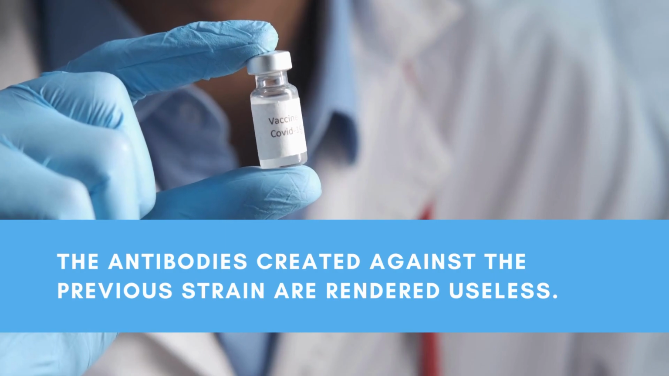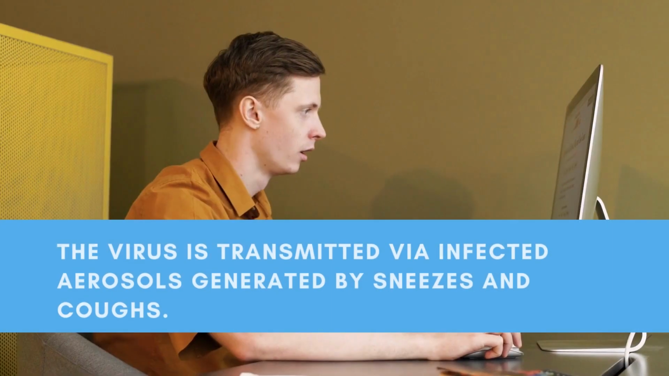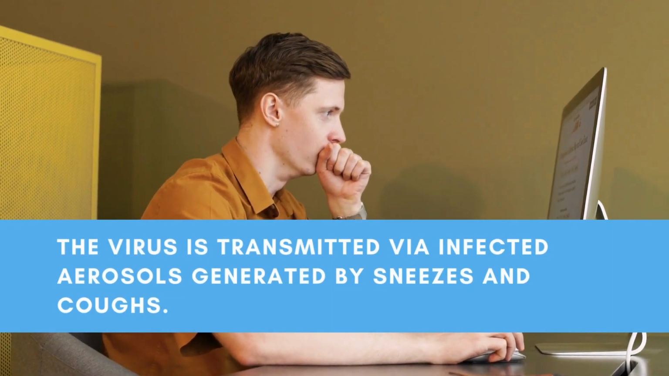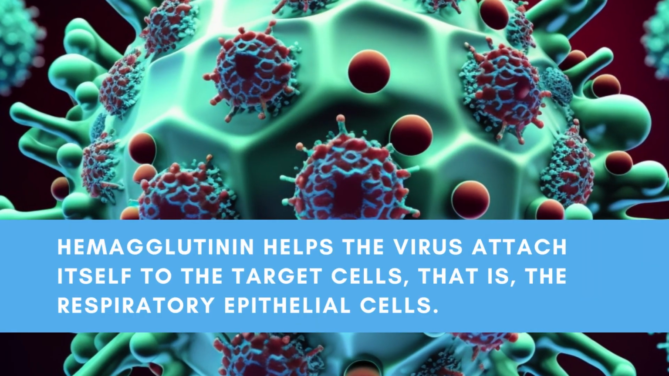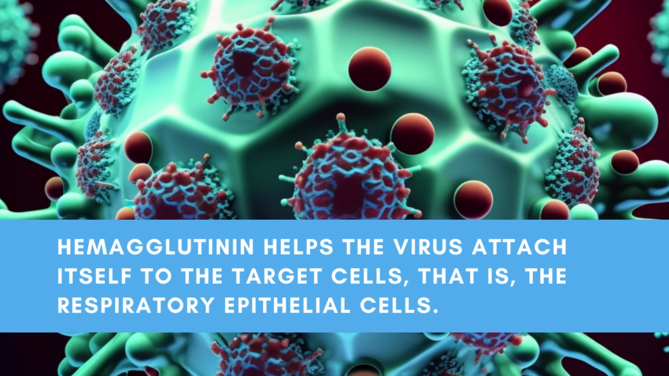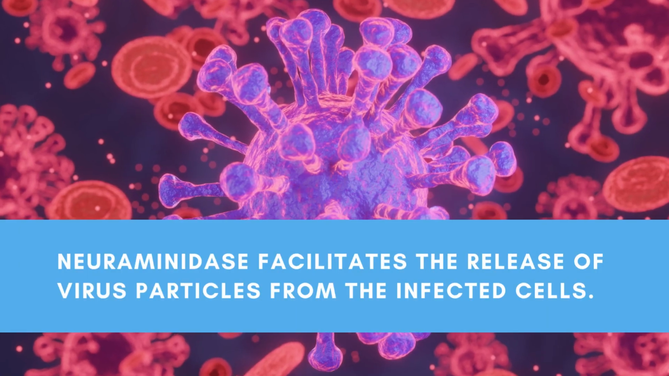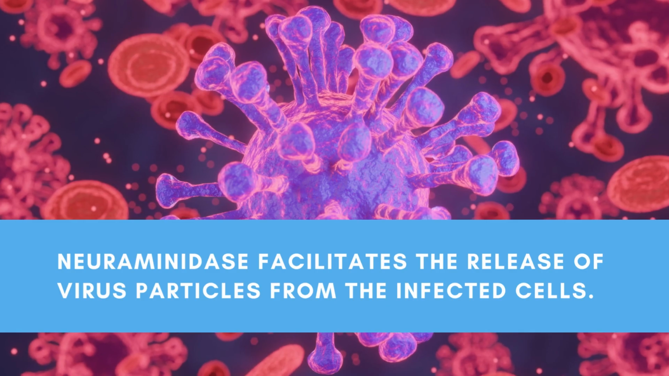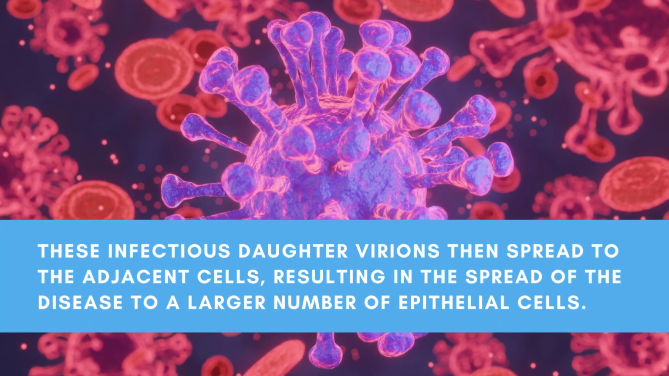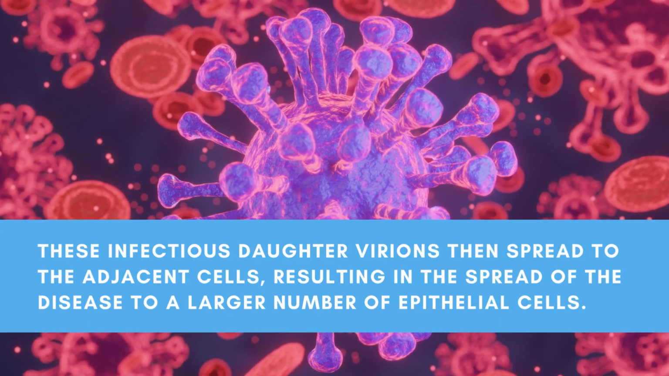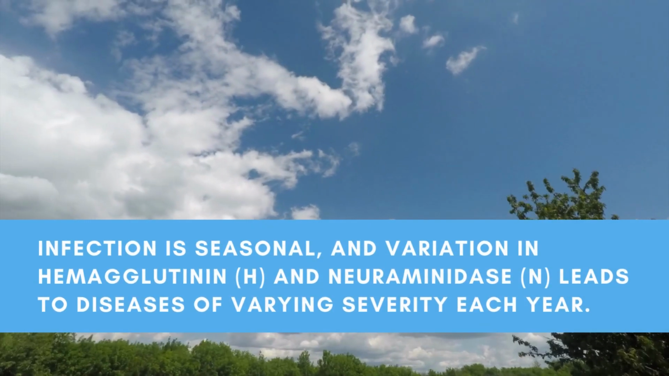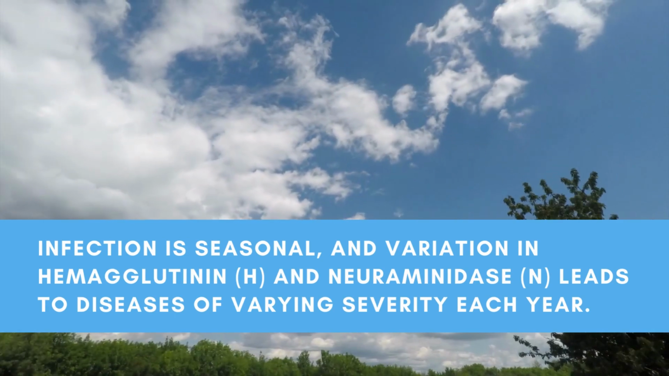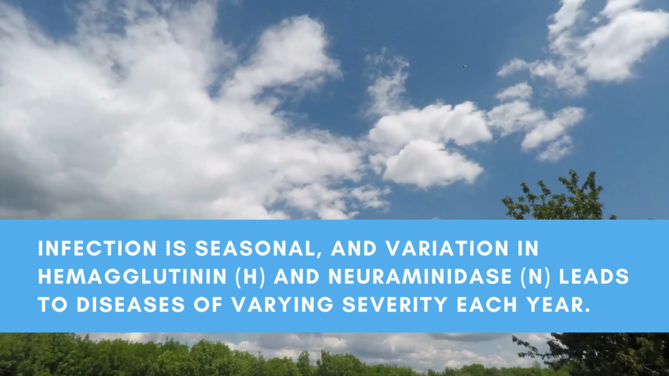Antibodies created against the previous strain are rendered useless. The virus is transmitted via infected aerosols generated by sneezes and coughs. Hemagglutinin helps the virus attach itself to the target cells, that is, the respiratory epithelial cells. Neuraminidase facilitates the release of virus particles from the infected cells. These infectious daughter virions then spread to the adjacent cells, resulting in the spread of the disease to a larger number of epithelial cells.